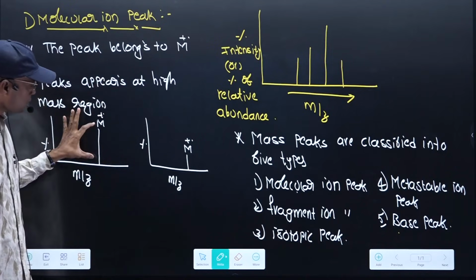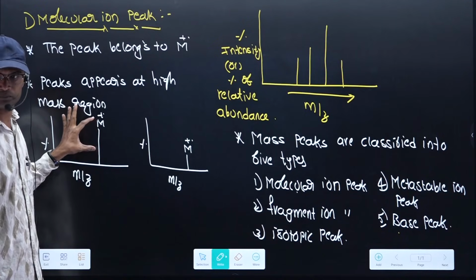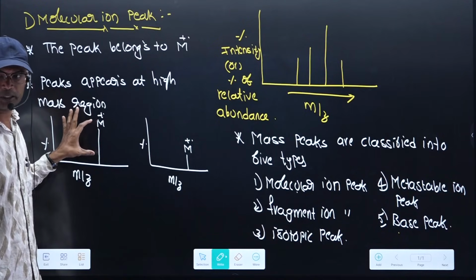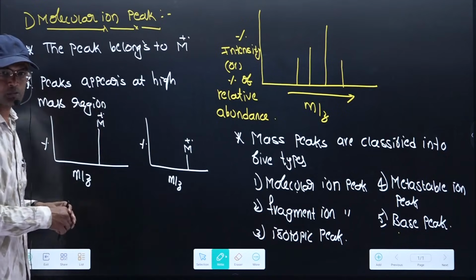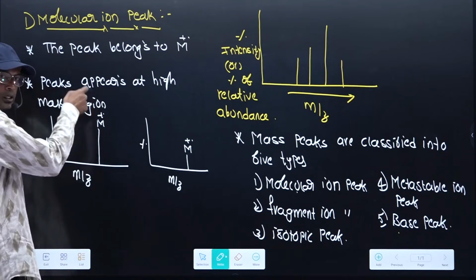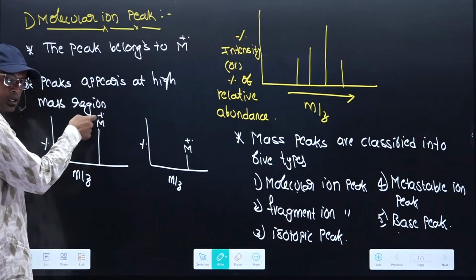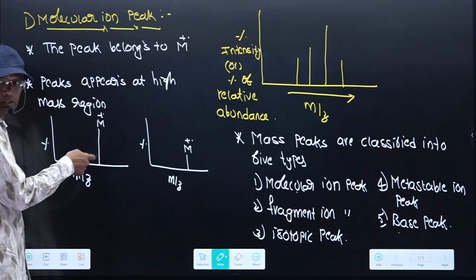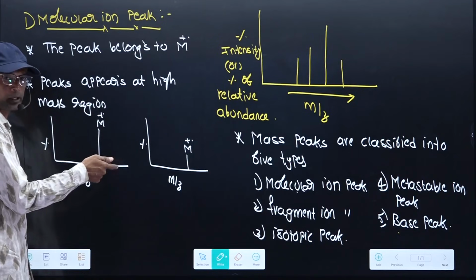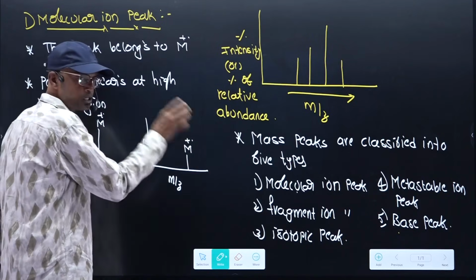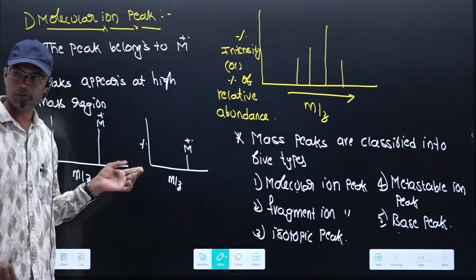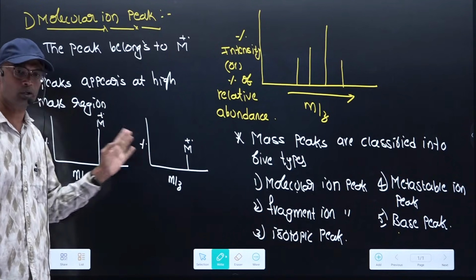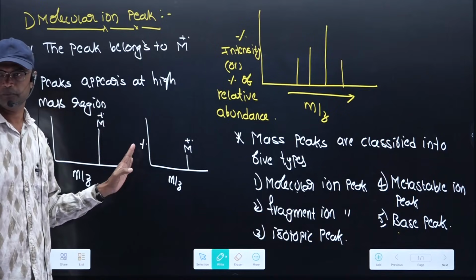So this peak intensity depends on which one? Try to give the answer. This peak intensity depends on the stability of the molecular ion. If the molecular ion is more stable, the intensity increases. If it is unstable, the intensity decreases. If it is highly unstable, then the peak disappears. Sometimes you won't see any molecular ion peak in mass spectrometry. That depends 100% on the stability of the molecular ion.